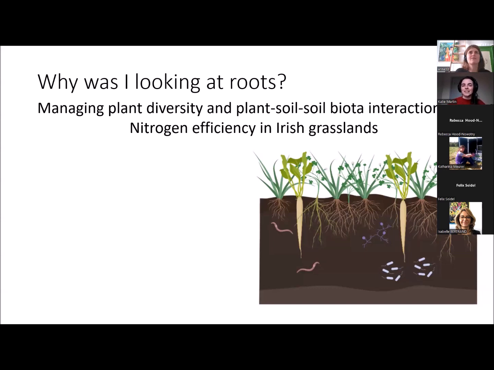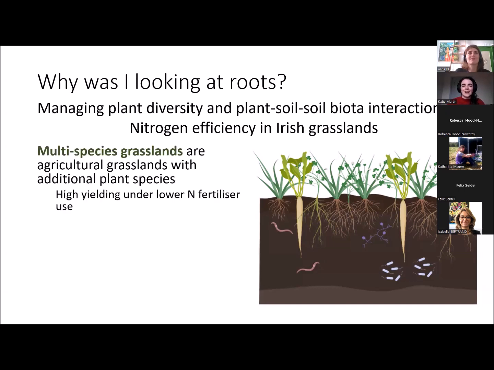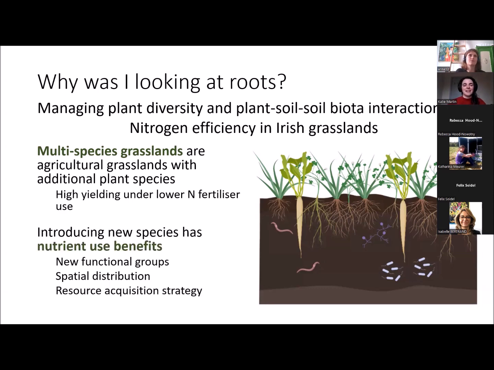My PhD project is focusing on managing plant diversity and plant soil biota interactions for nitrogen efficiency in Irish grasslands. So multi-species grasslands are a type of agricultural grasslands which have additional plant species and have been found to be high yielding under lower nitrogen fertilizer compared to just grass-only monocultures, which are quite common here.